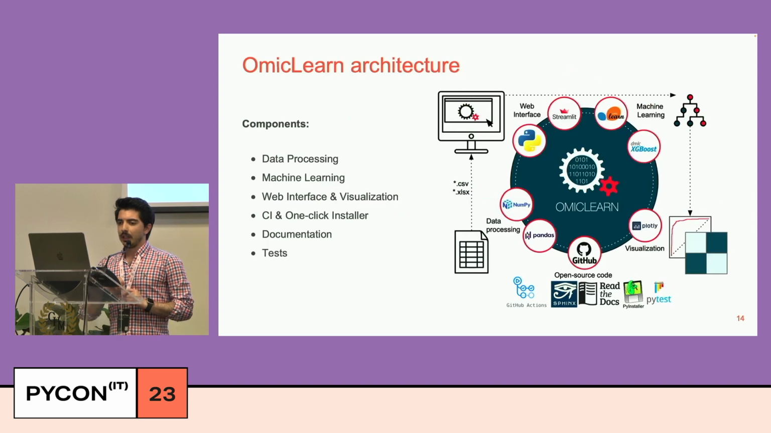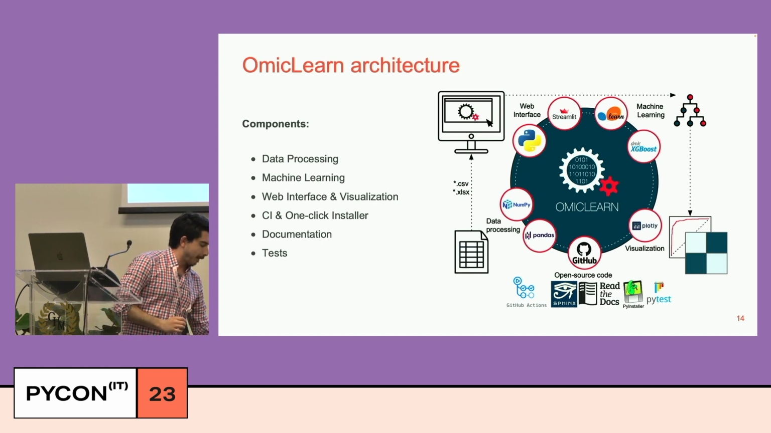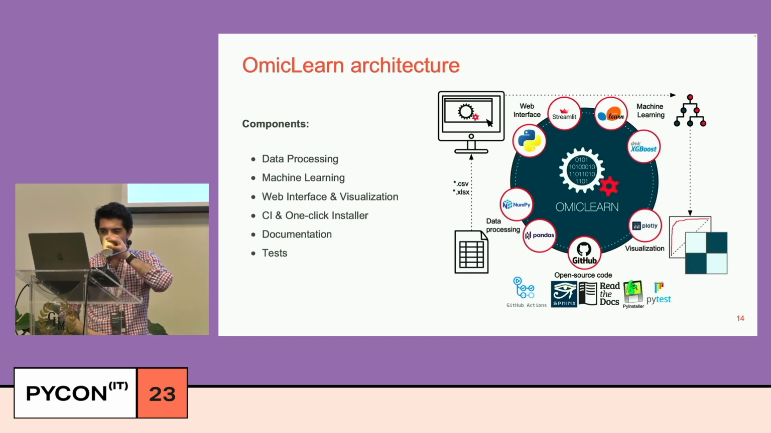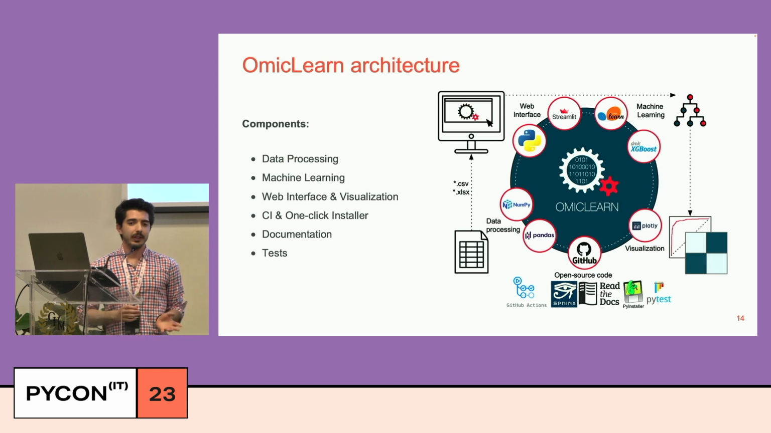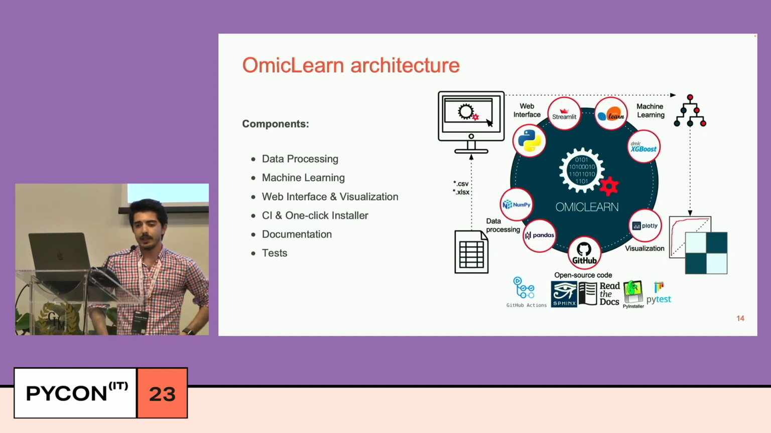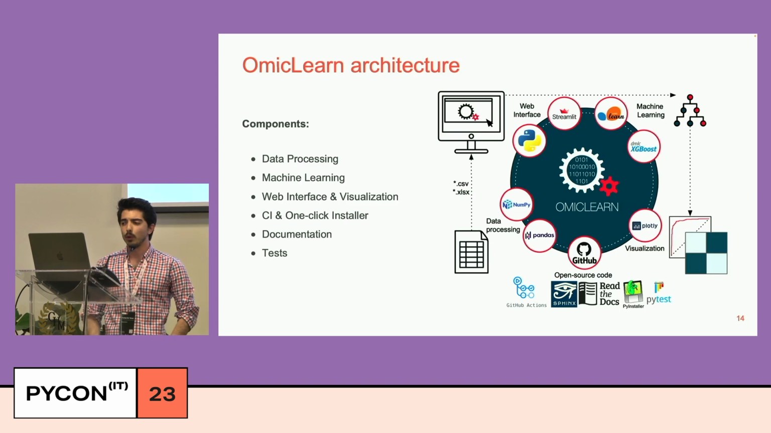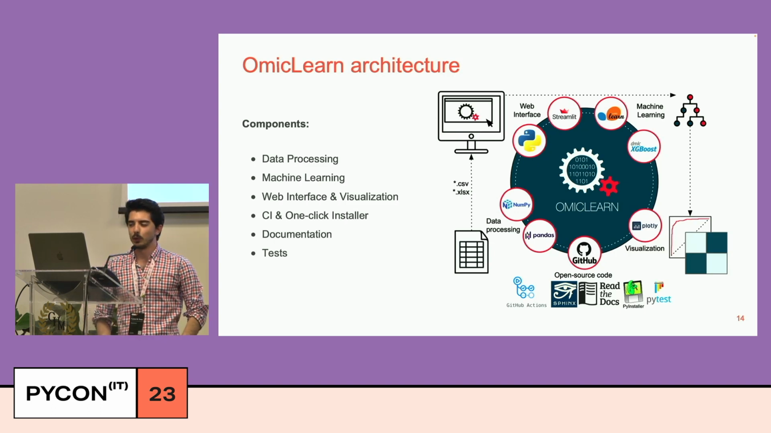And here is the architecture. In OmicLearn, we have 6 components. First of all, as I showed you in the what section, we are working with tabular data sets because the output from the machines is in CSV or Excel format. So obviously we use NumPy and pandas for analyzing and processing them. For the machine learning part, obviously we use scikit-learn, but we also included XGBoost.